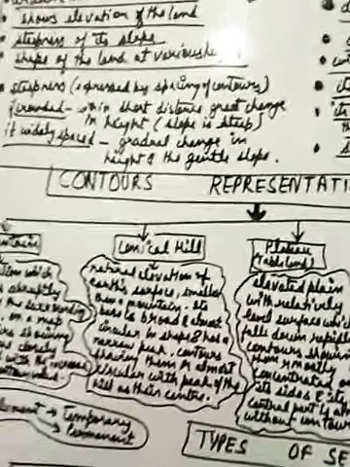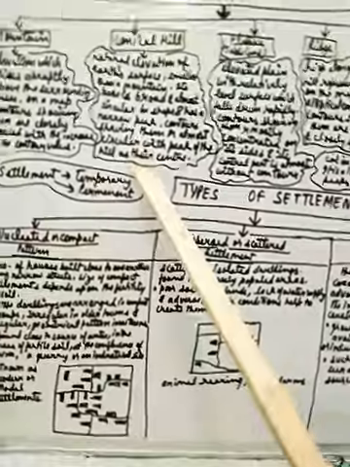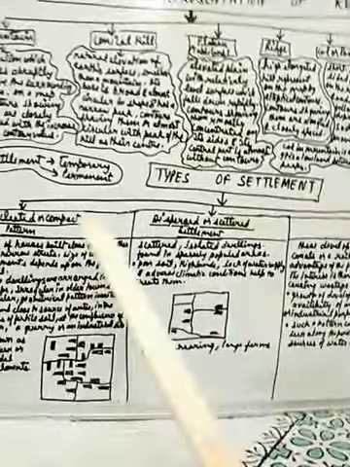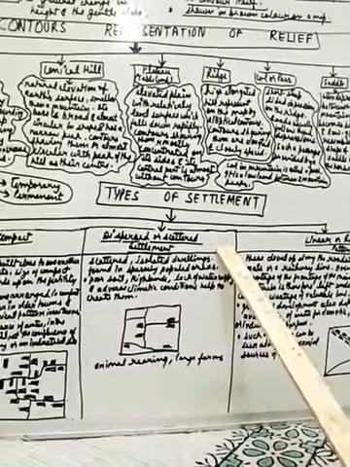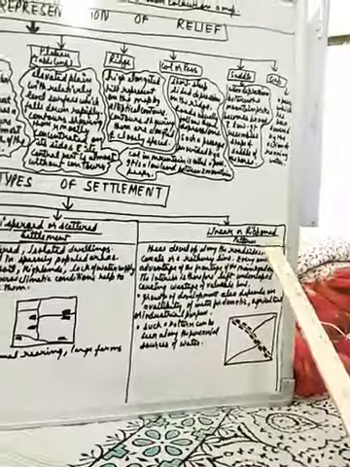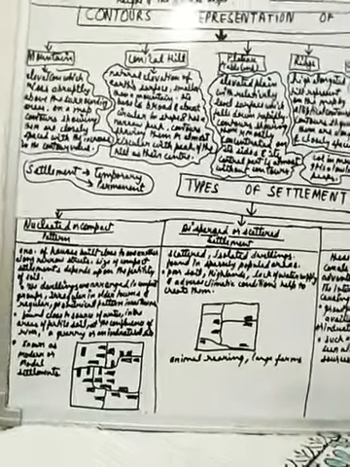Next we have settlements. First of all, settlements are of two types, temporary and permanent. Then we have types of settlement. First is nucleated or compact pattern, second is dispersed or scattered settlement, and third is linear or ribbon pattern. I have explained these in the class 6 and 7 videos of chapter 1 also. Kindly go through that to understand it in a better and easier way.